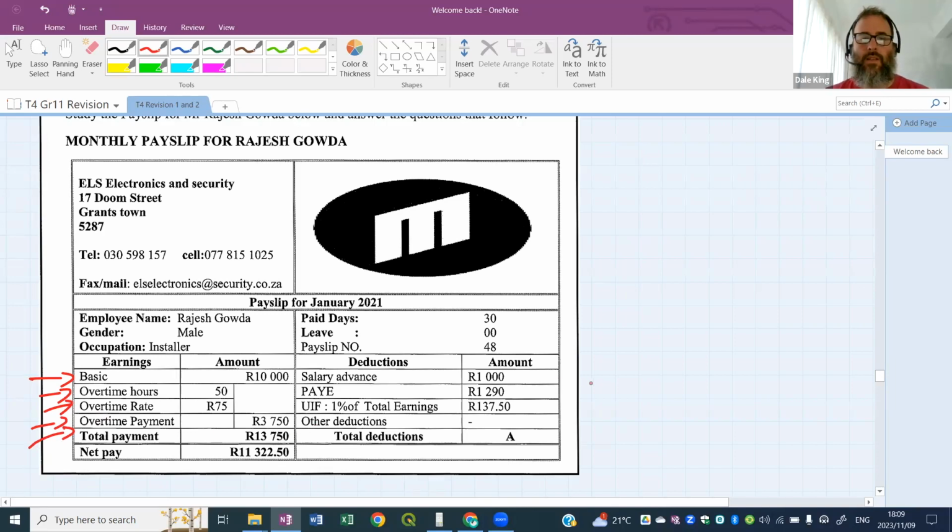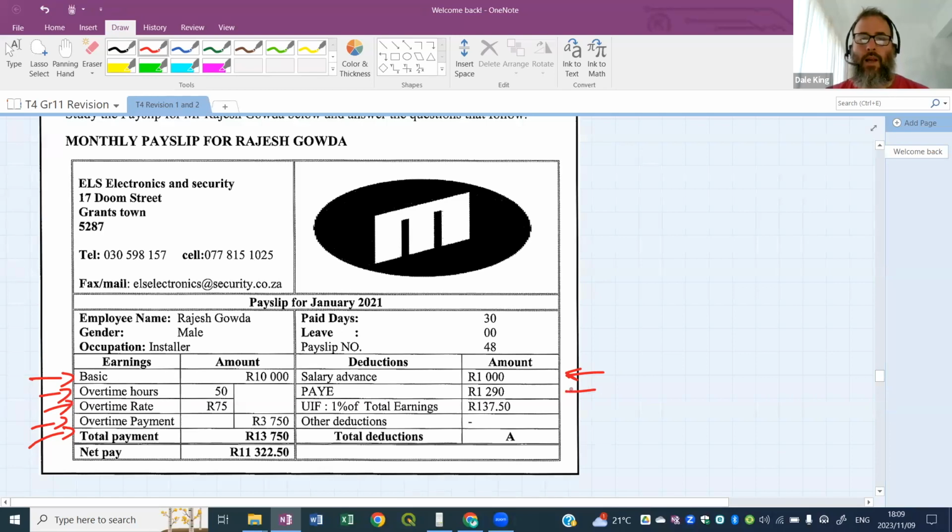On the right-hand side, the deductions, what's going out? We have a salary advance. That means this person has asked for 1,000 Rand of their salary before payday. Some businesses and companies do this. You can ask for an advance, and then they will take it off your salary when you get paid, on the 30th or the 25th or whenever. So the salary advance is money that was borrowed before payday and now needs to be paid back.